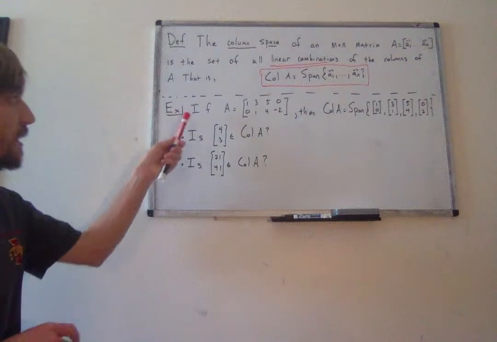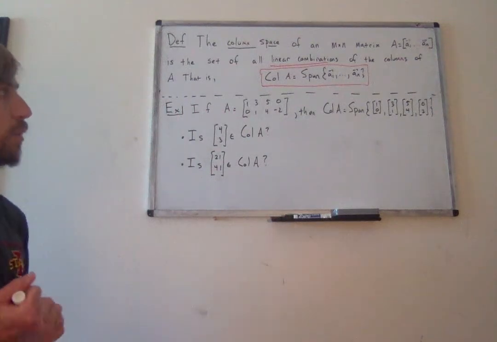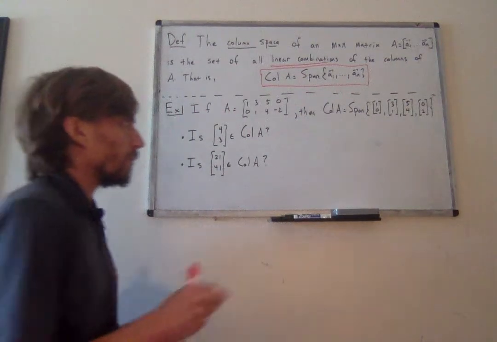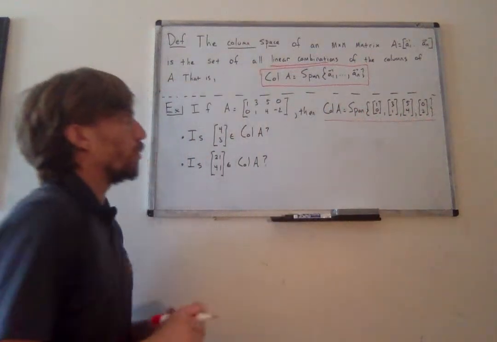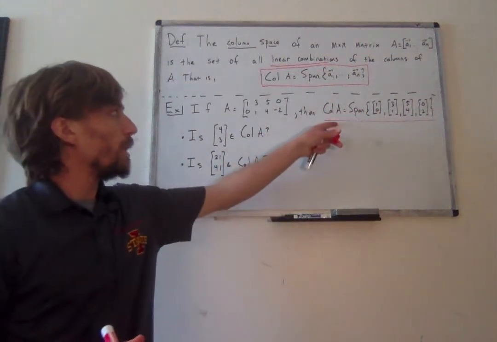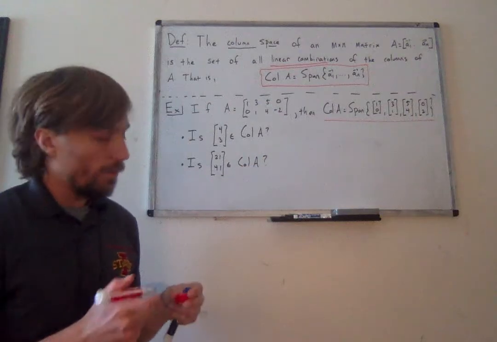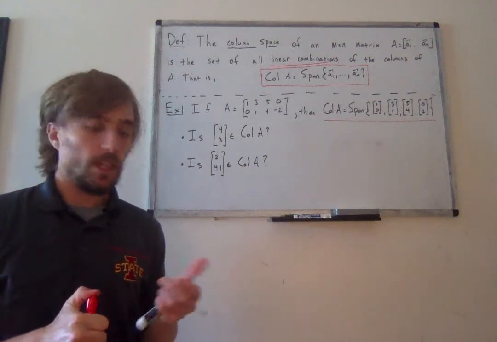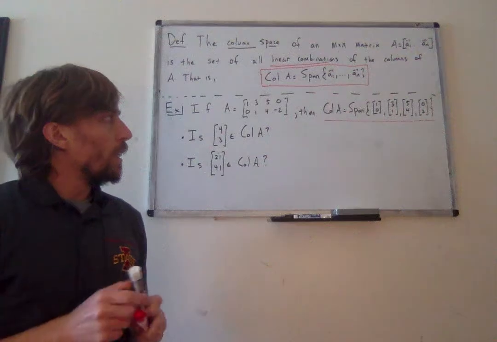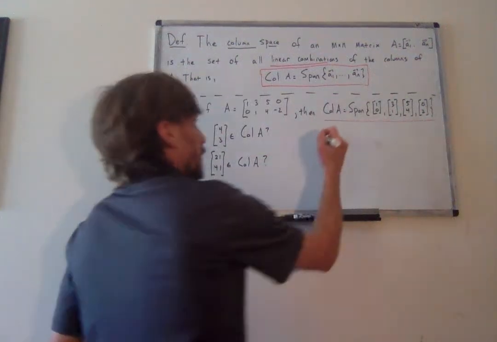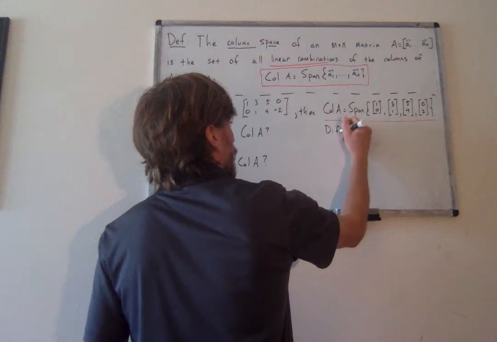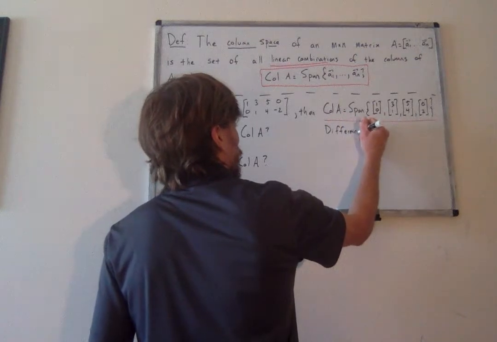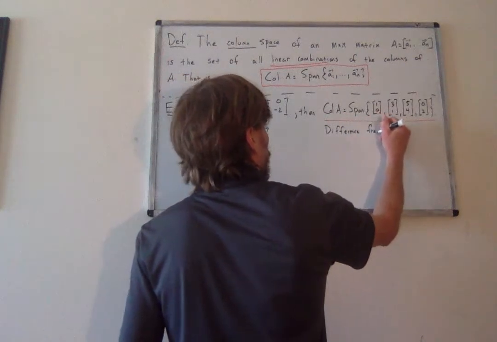So as an example, I've got the same matrix we actually worked with last video. And so notice if we were to look at this a little more concretely, the column space of A would just be the span of these four vectors. And so just one immediate difference that we'll talk about more at the end.